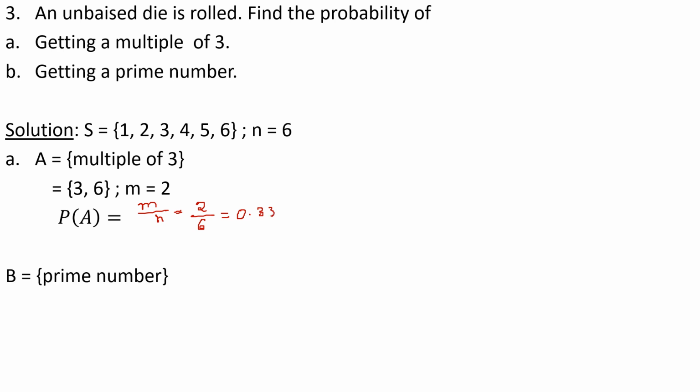Getting a prime number, if B is getting a prime number, then the possible outcomes are 3 and 5. Again m is equal to 2 here. So the probability of B, we have to write as probability of B here, equal to again 2 divided by 6, that is 0.33.